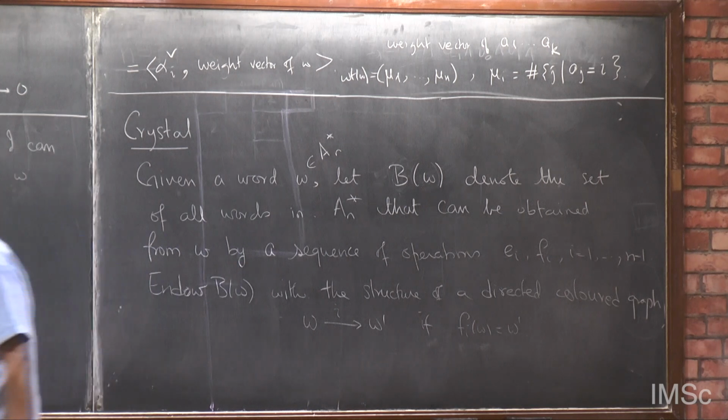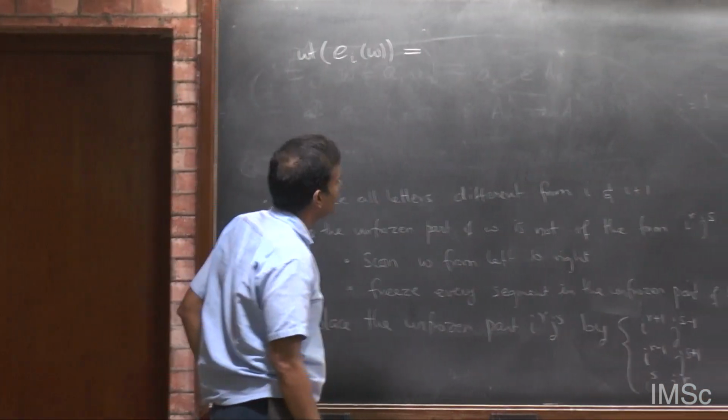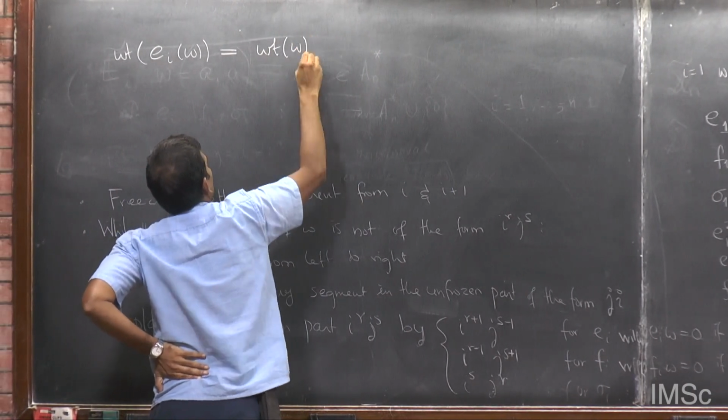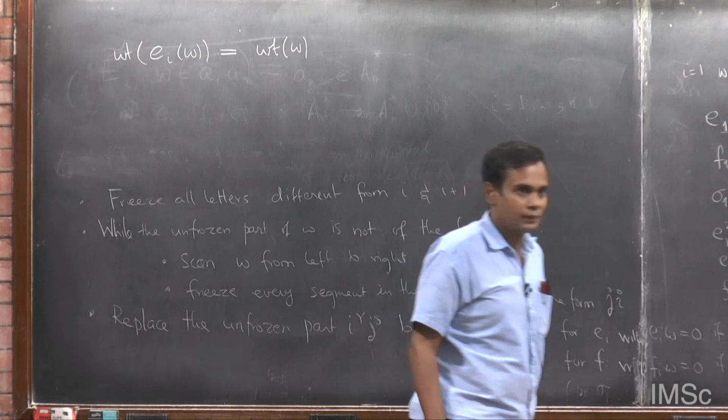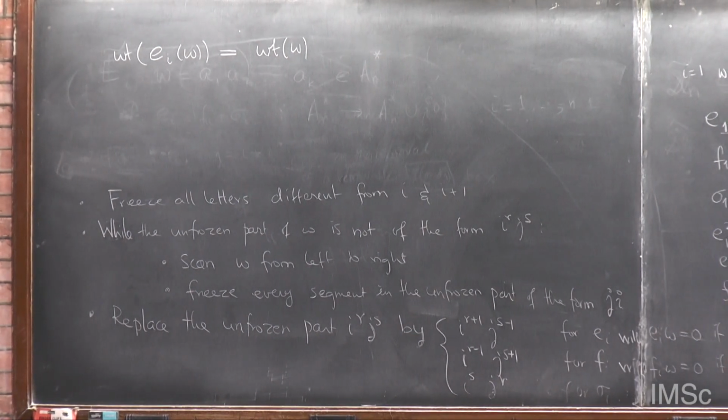Right. So what happens if you do? If you take the weight of E_i W, how does it differ from the weight of W? It's the weight of W. So I'm asking what did I change, right?